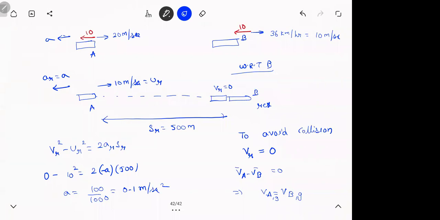So you should have a deceleration of at least 0.1. You can have more also. The driver won't apply 0.1, he will definitely apply more than that. You just don't want to go and touch train B.